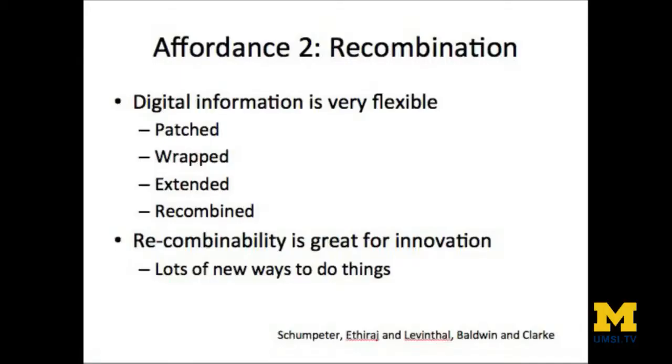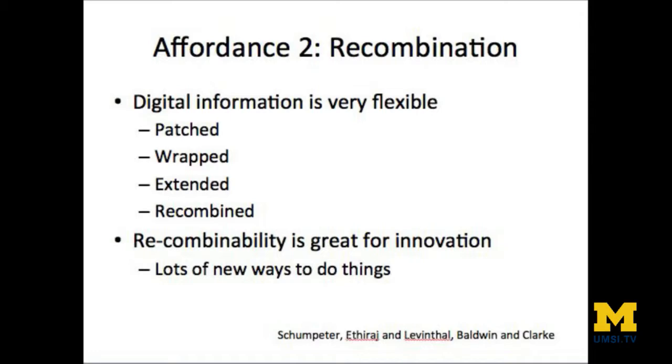Okay. The second affordance I want to focus on a little bit more is that when we're building things out of information, we can recombine them. That's because they're really flexible, which means that we can take them and we can patch them. We can take a little bit of software code and we can make changes to it relatively easily. We can wrap them with other bits of information and make them new structures. We can extend them, we can add layers onto them, and we can also recombine them, meaning we can make them work with other pieces of information.